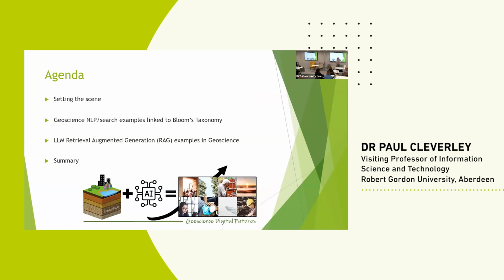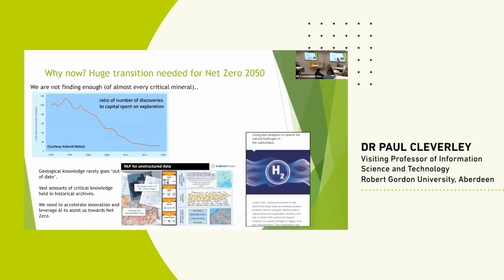And then some examples linked to Bloom's taxonomy, which is from the 1950s, for educational outcomes, perhaps trying to frame lots of different applications of NLP search in a slightly different way. And then talk about RAG, which you've already heard of, but applications in geoscience, with a summary.